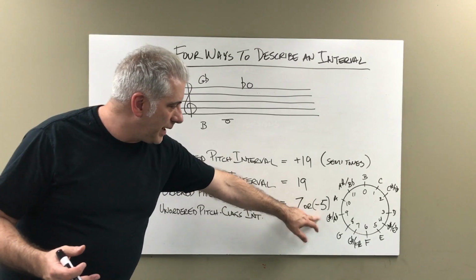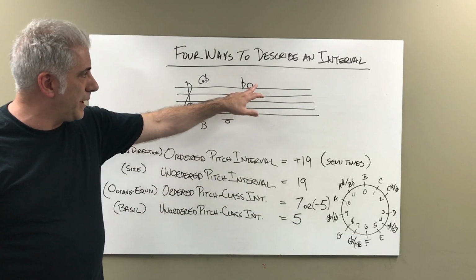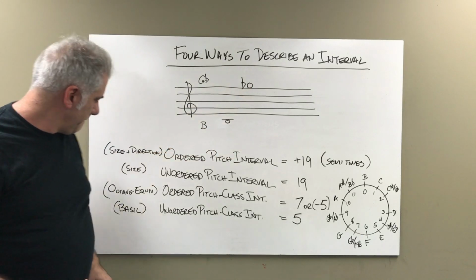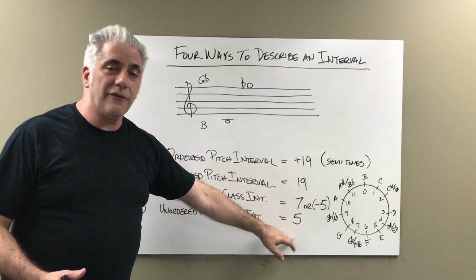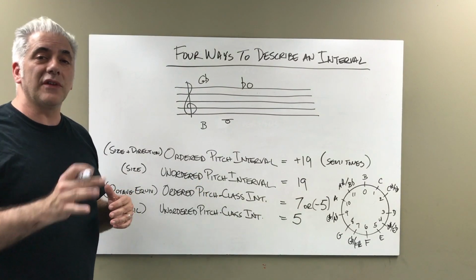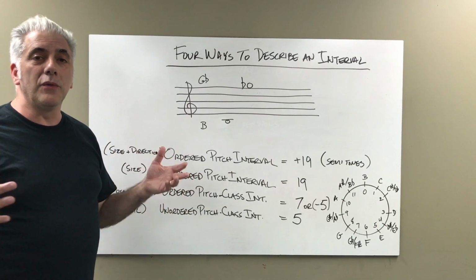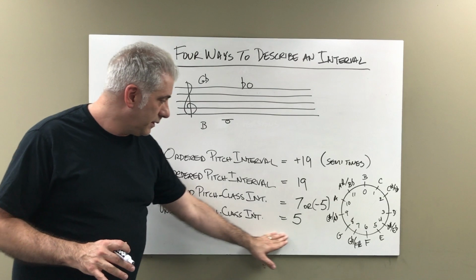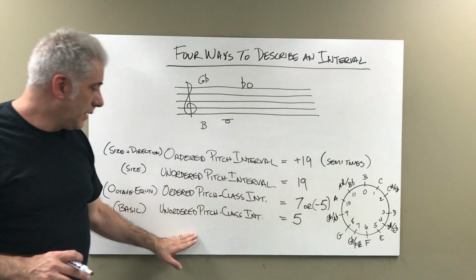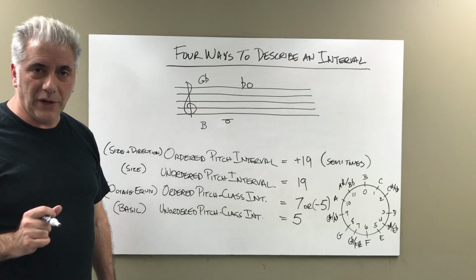And I said or -5 because that's the inversion of it, if you were to go from here down to here. And then you have your unordered pitch class interval, which is 5. That refers to what we just previously talked about, that these interval equivalents, that there are only 7 different interval classes. And this interval class, unordered pitch class, would be 5. That's the most basic way to express that interval.